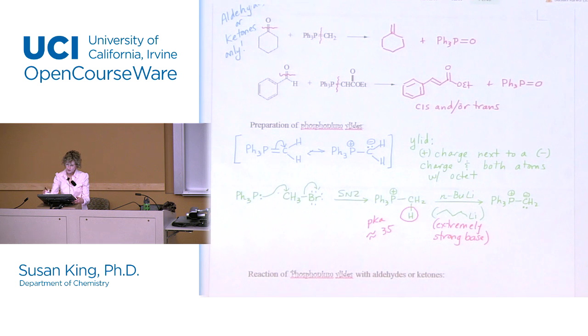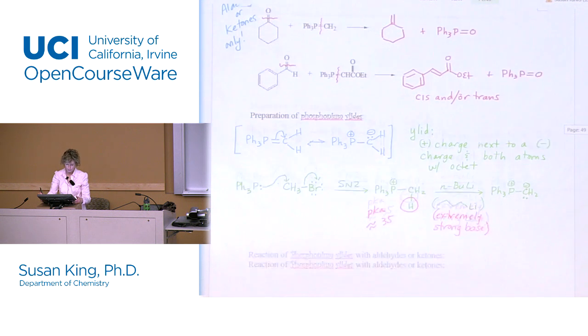Might want to try making this Wittig reagent by the same method and see if you can understand why we can use a weaker base with that Wittig. Just something to think about as you're doing your lab.